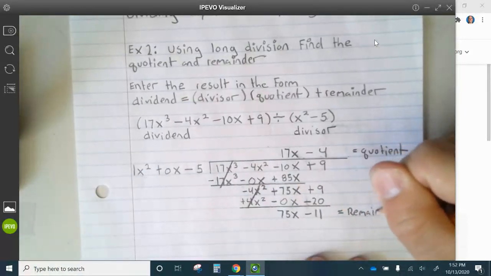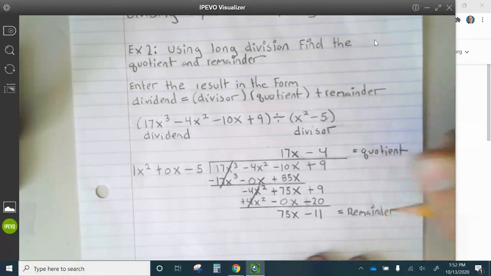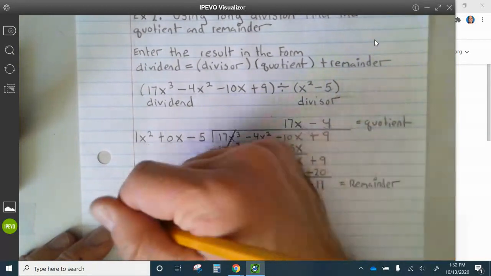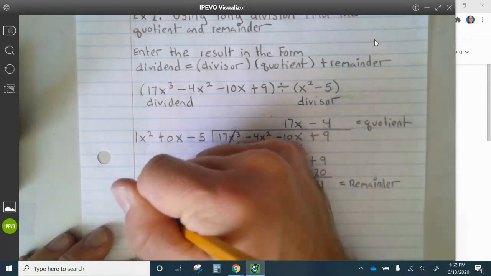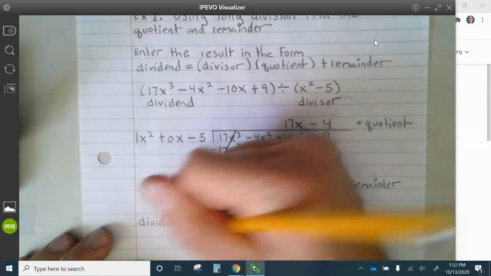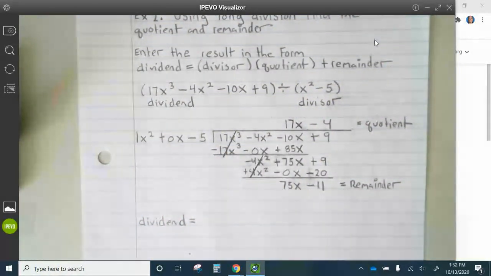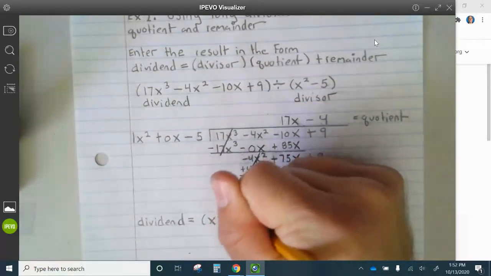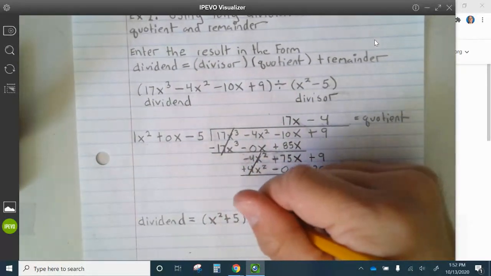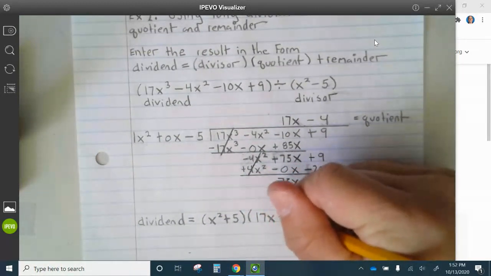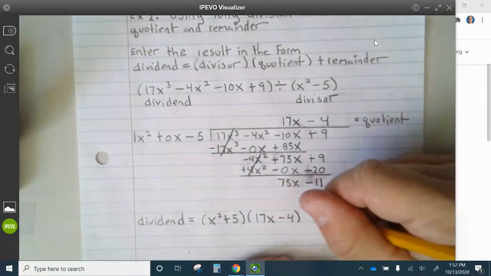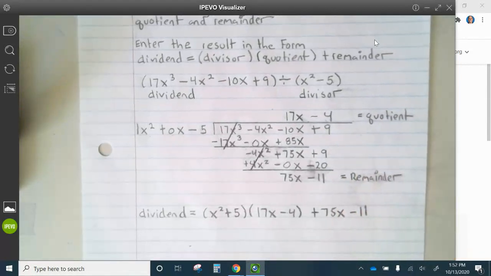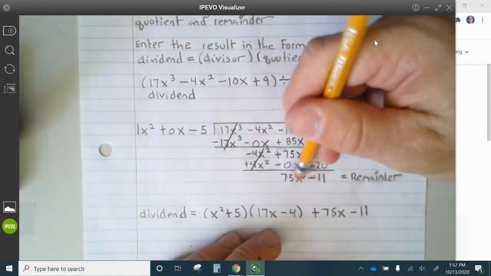Okay. So our answer, which is the dividend, equals the divisor, which is x squared plus 5, times the quotient, which is 17x minus 4, plus the remainder. Okay, go ahead and finish up example 2.